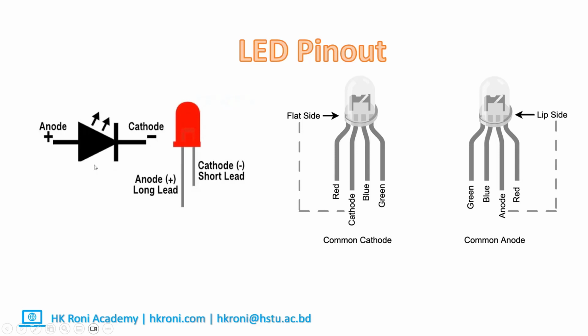But RGB LEDs have four terminals. They can be of two types, common cathode or common anode. Among the four terminals, one is the common terminal, which can be anode or cathode according to its type, and the other three terminals are color channels: red, green, blue. So by combining the red, green, blue ratio, they can generate any color using these LEDs.